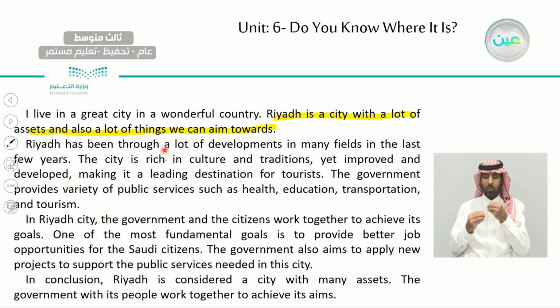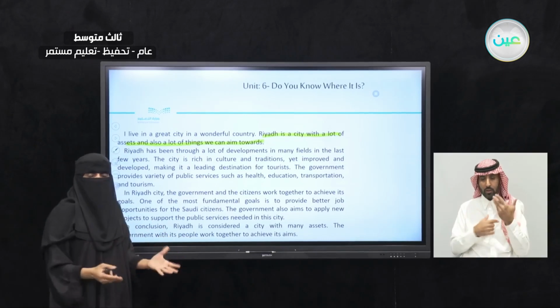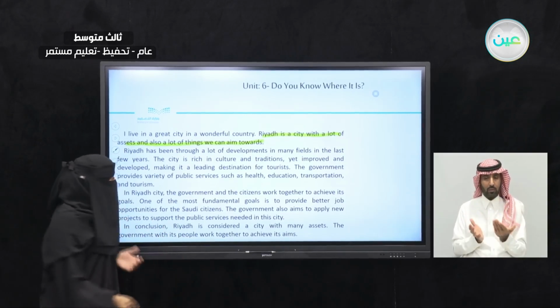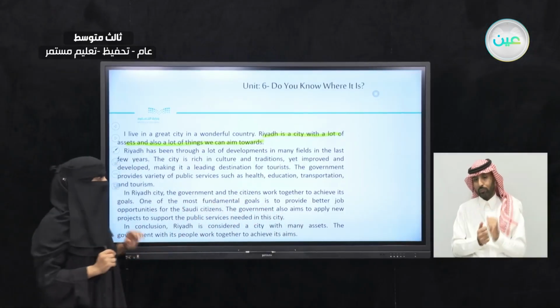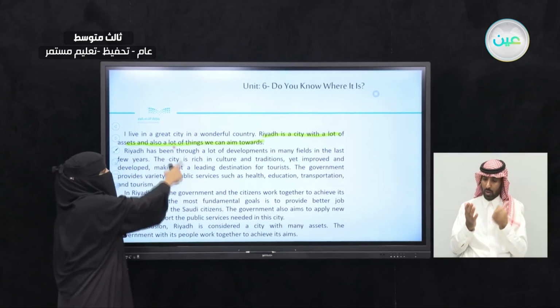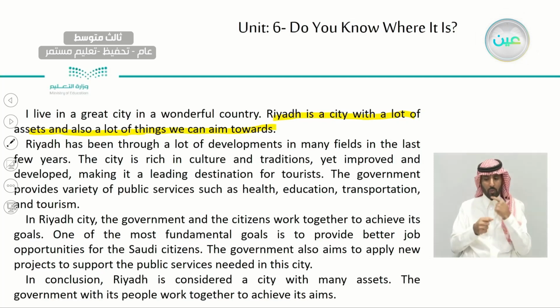Riyadh has been through a lot of developments in many fields in the last few years. When you read this first sentence, you know that I'm writing about the things we have now, right? Our assets, the things we have in Riyadh. And if you look at the second paragraph, in Riyadh city, the government and the citizens work together to achieve its goals. So in this paragraph, I'm talking about our goals, the things we will do, inshallah, in the future. So I divided my writing into 2 paragraphs: one paragraph talks about the assets, and the other one talks about the aims.